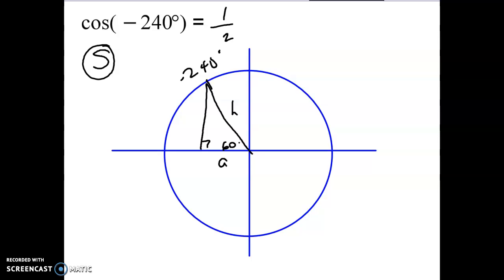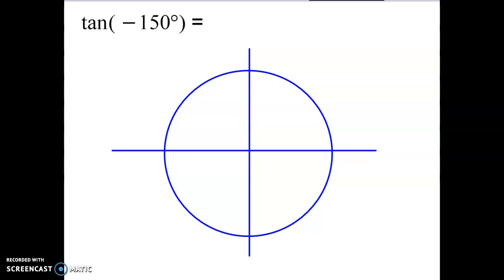So if sine and cosecant are positive, that means cosine is negative. So the final answer to cosine of -240 degrees is -1/2. All right, let's look at some that we do not have the coordinates for. So this is where your triangles really start coming in handy.